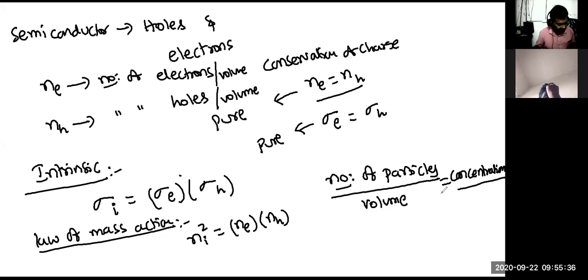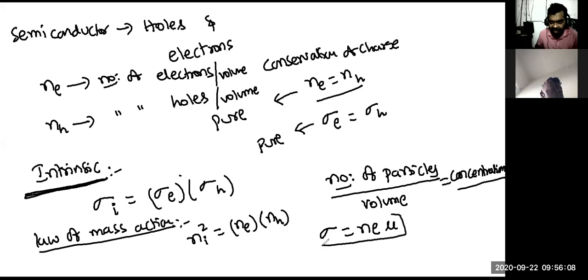Yes, sir. Okay, number of particles per unit volume. Now here we have the intrinsic semiconductor whose number of particles per unit volume is Ne and Nh. Correspondingly we have conductivity. The relation between conductivity and mobility, I can write as Ne mu. Did you come across this relation in current electricity? Sigma equal to Ne mu.